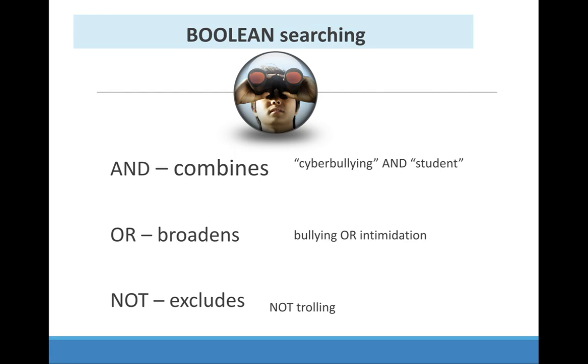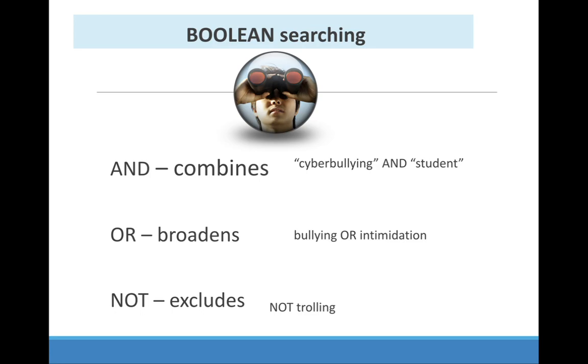If you put cyberbullying AND student in one of the search bars, the library database will search for articles that have cyberbullying and student in the title, in the abstract, or in the body of the text in the same sentence or very close to each other. And when we use OR, capital O-R, it broadens our search. So perhaps we are looking for articles that include bullying or intimidation in the title, in the abstract, or in the body of the text.